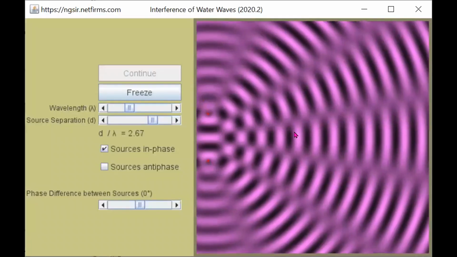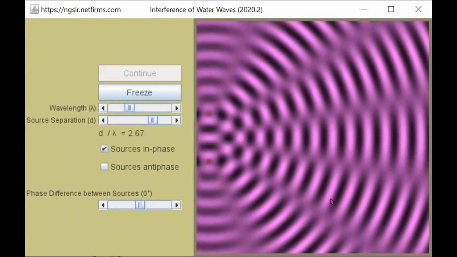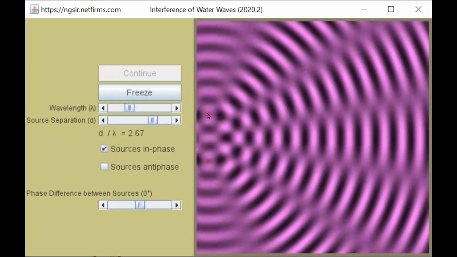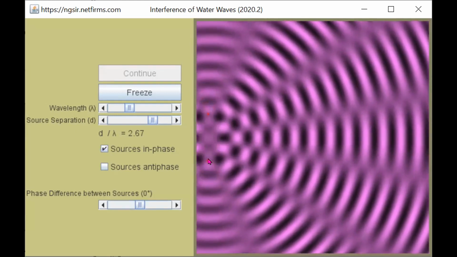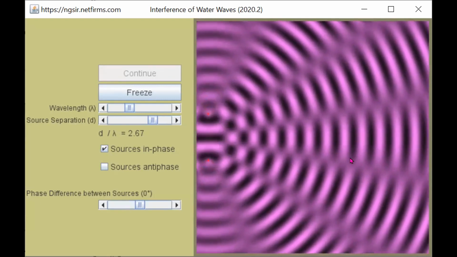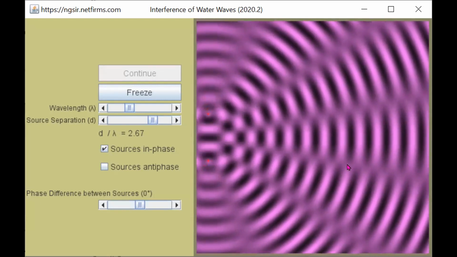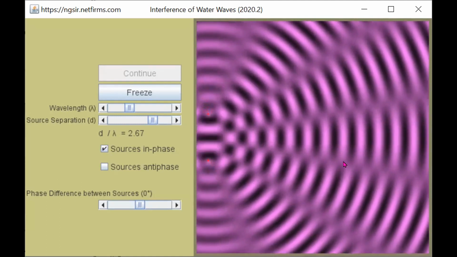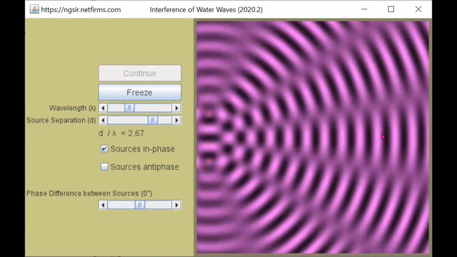And here's the pattern right here. So what you're seeing here is, again, I have two sources of waves and they're moving out. We see that this area right here is constructive, the blurred out is destructive. Now, let's look at this. This is what's beautiful about this.